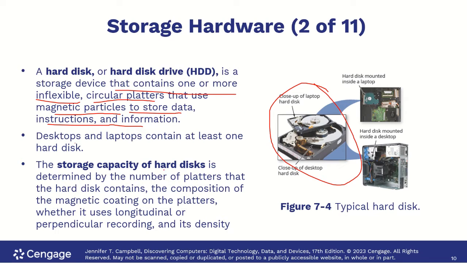The storage capacity of a hard disk is determined by the number of platters that the hard disk contains, the composition of the magnetic coating on the platters, whether it uses longitudinal or perpendicular recording, and its density. So these are some technical terms. The storage capacity of the hard disk is really determined by how it is built, the composition, and of course the orientation of its components.